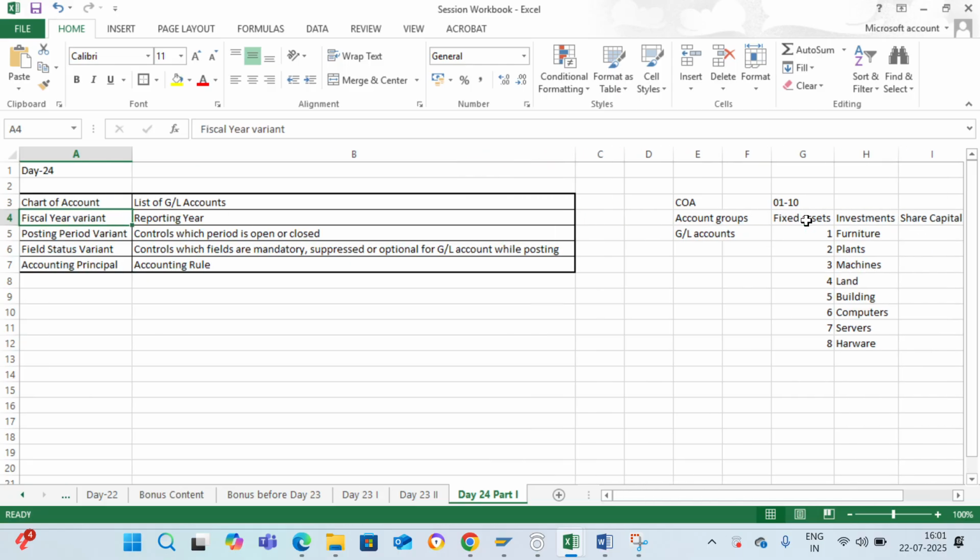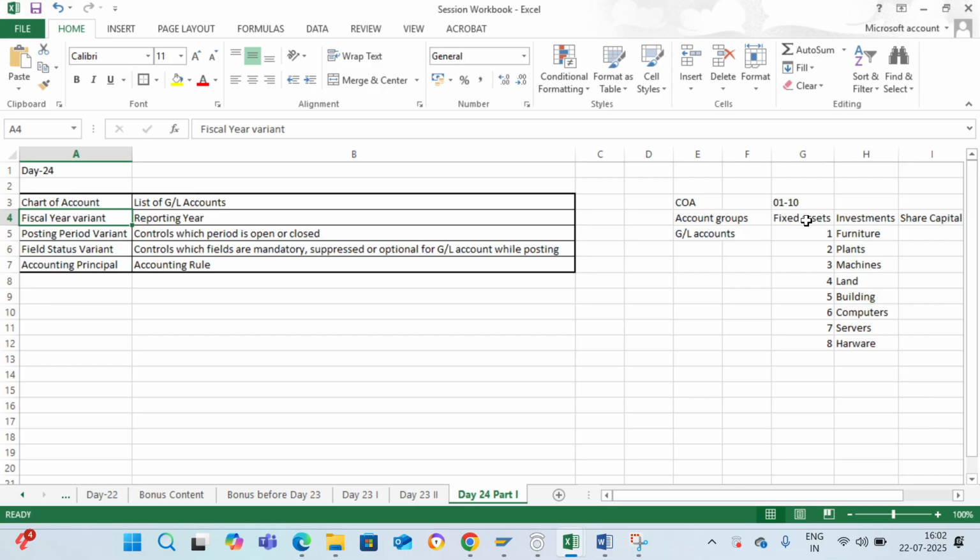So that's all about the chart of account understanding, wherein we understood the chart of account is the umbrella under which different account groups are created, and below the account groups we can have different GL accounts based on the number range that is assigned to the account groups.